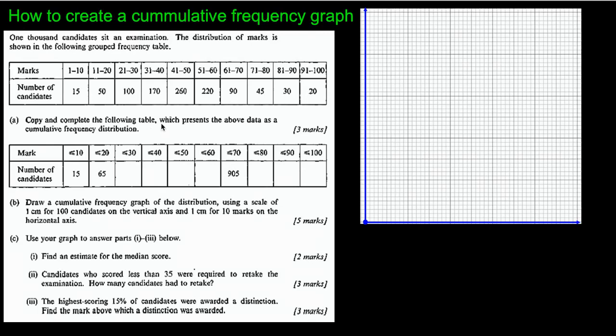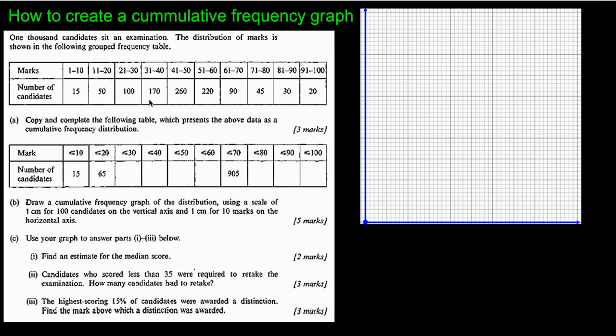Hi everyone. In this video, we're going to look at how we create a cumulative frequency graph, and then a little bit about what it tells us about a set of data and its spread. First thing you should notice here is we have a frequency table showing the marks that a certain number of students got. So 15 students got between 1 and 10 marks, 50 between 11 and 20, and so on.